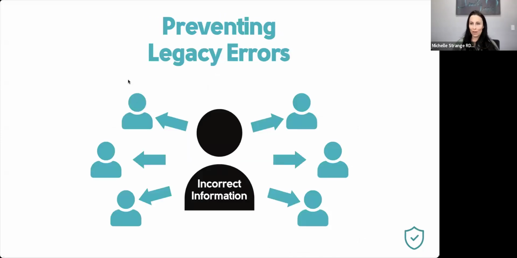I also love talking about legacy errors. I think this is something that plagues many practices. Legacy errors is a term I heard years ago, and I have just really latched onto it because it clearly defines what happens and what I have done in practices, and what many practices or people in practices are doing. These are mistakes that happen because outdated or just overall incorrect information got passed down over time.